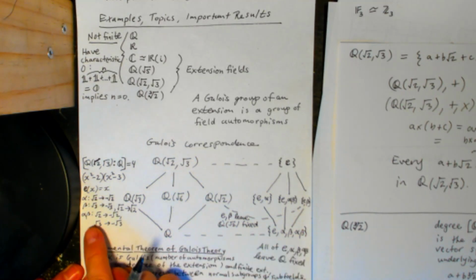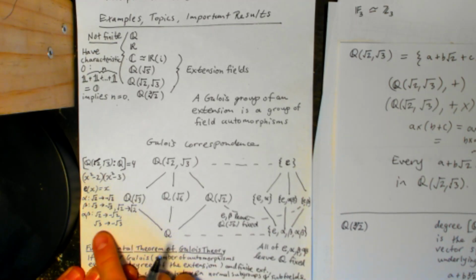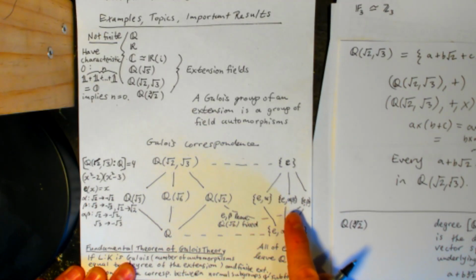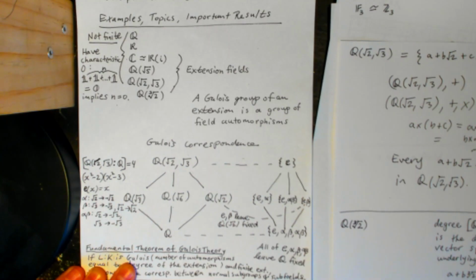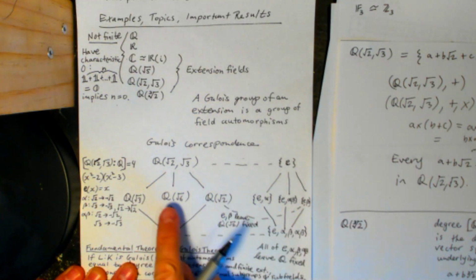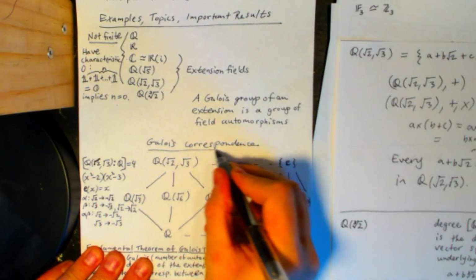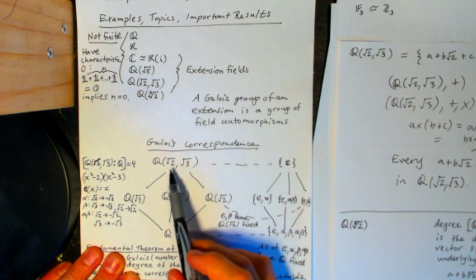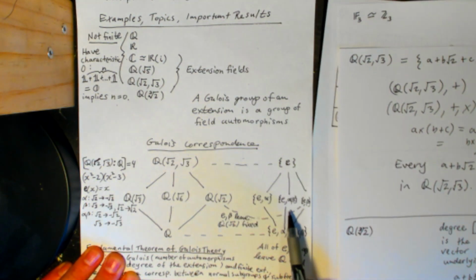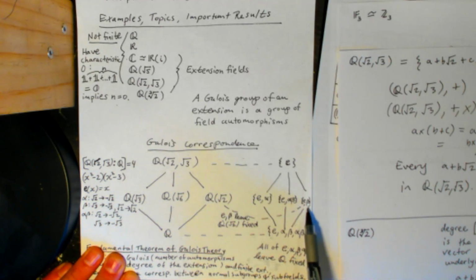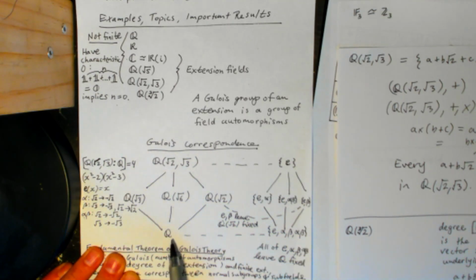And then finally we have alpha beta, which sends root 2 to minus root 2. It sends root 3 to minus root 3. And it leaves Q fixed. So it corresponds to the subfield Q adjoin root 6 under the Galois correspondence, which is what we are talking about. So the correspondence between these fields and these subgroups, right? These subfields and these subgroups. The full Galois group corresponds to Q.